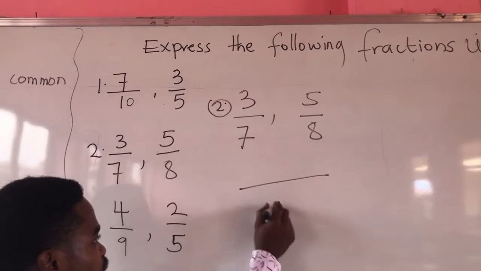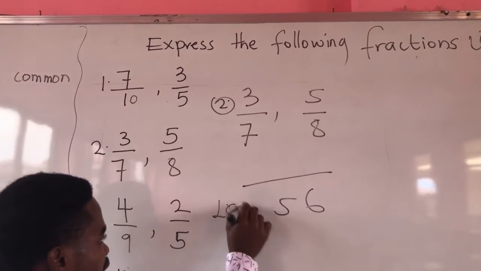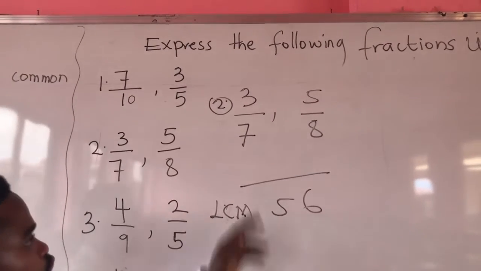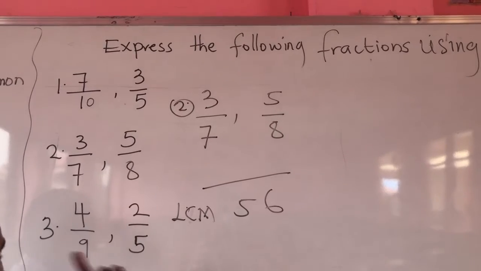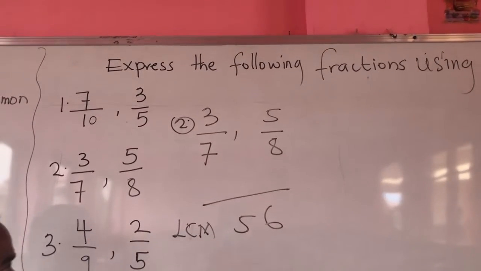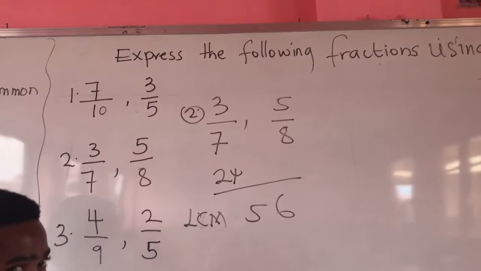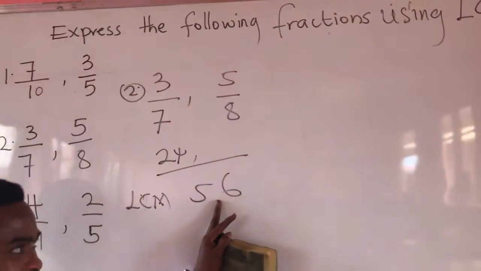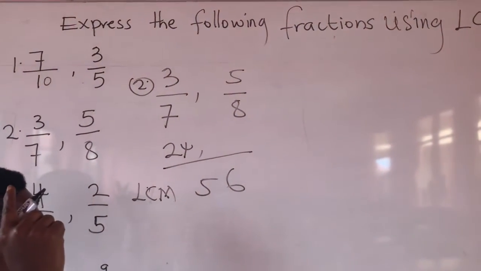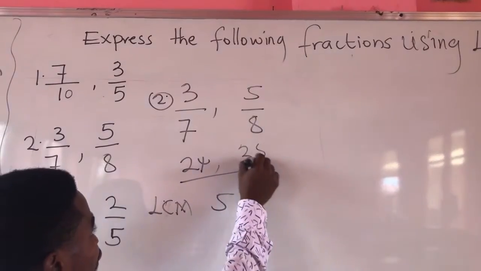So our LCM is what? 56. It doesn't stop there. So 7 goes into 56 8 times, times 3. That will give us what? 24. 8 times 3 will give us 24. Then we bring the comma. 8 goes into 56 how many times? 7 times. Right? So 7 times 5 will give us 35.